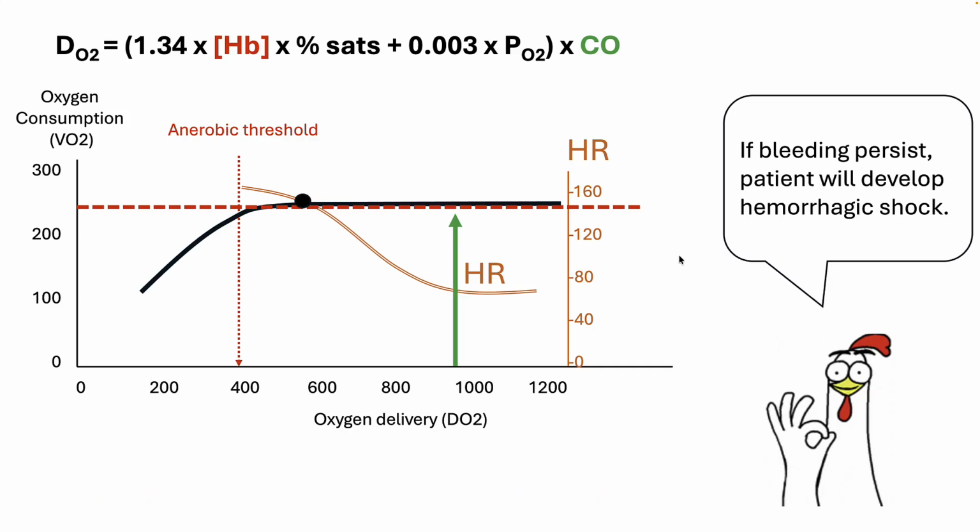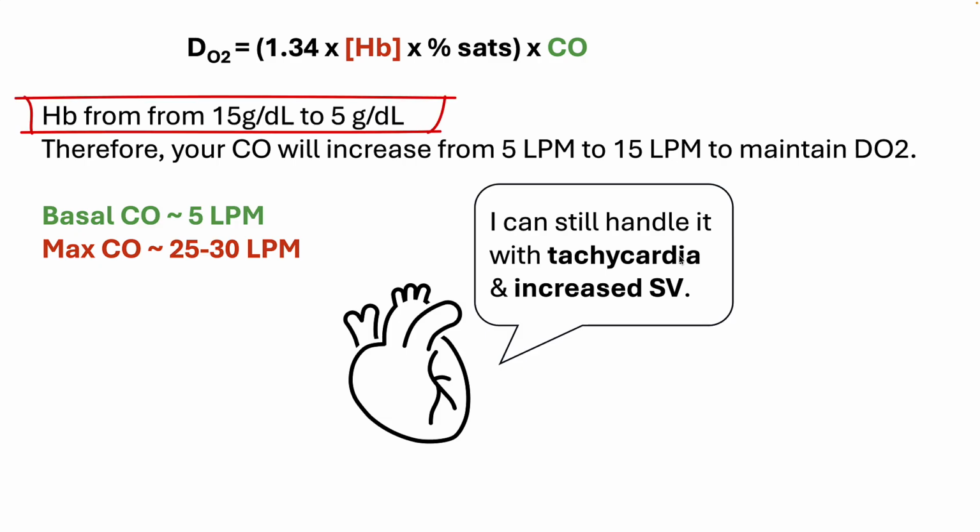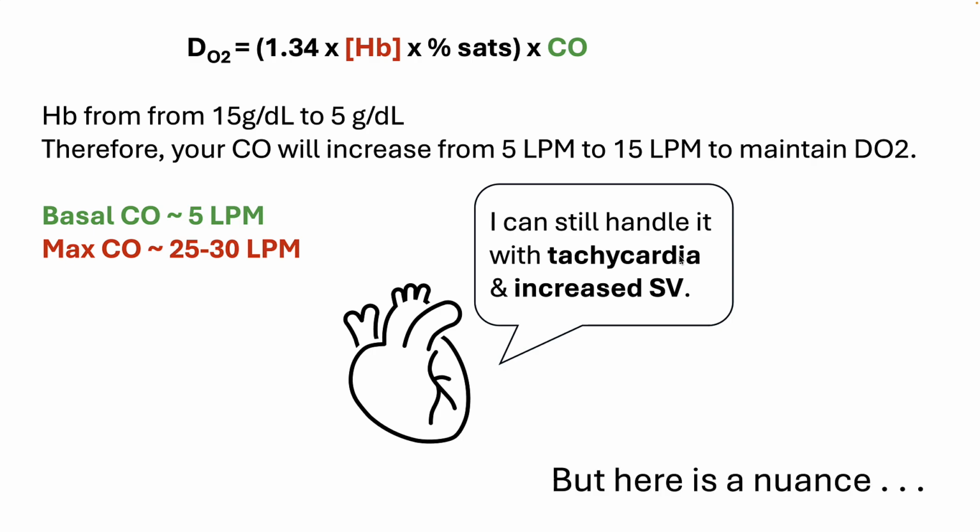If the bleeding persists, you will have maximization of your cardiac output and your delivery will start dropping, and you will go into hemorrhagic shock. Now let's take an example where your hemoglobin falls from 15 to 5 gram per dL. This is a massive blood loss. So in a normal person, your cardiac output should increase from 5 liters per minute to 15 liters per minute to maintain the oxygen delivery. However, there is some nuance that you have to know.